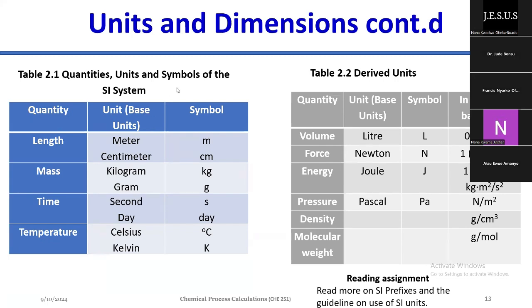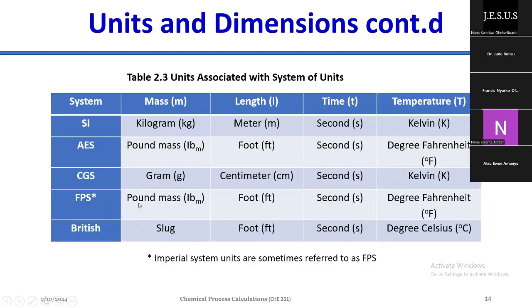So these are examples of the derived units: volume, force, energy, pressure, density, and all that. Realize that sometimes, even all the time, you need to multiply some of the base units to get the derived unit here. So these are the derived units, and these are the base units. Talking about the systems, you have the SI unit system, which is very common. With that one, the mass is always measured in kilogram, the length in meters, time in seconds, and temperature in Kelvin.